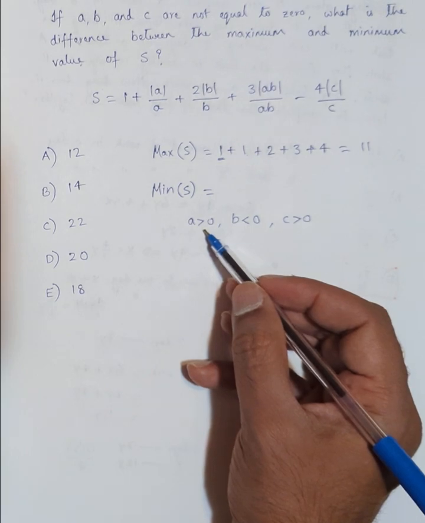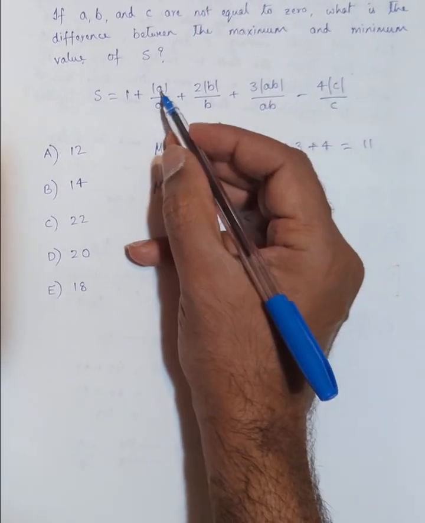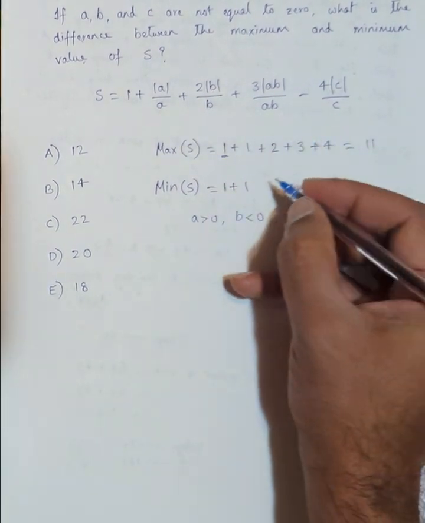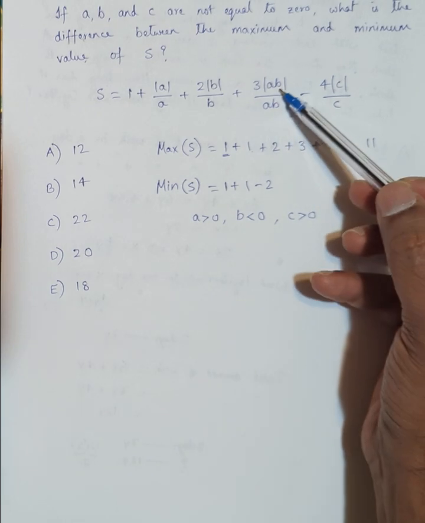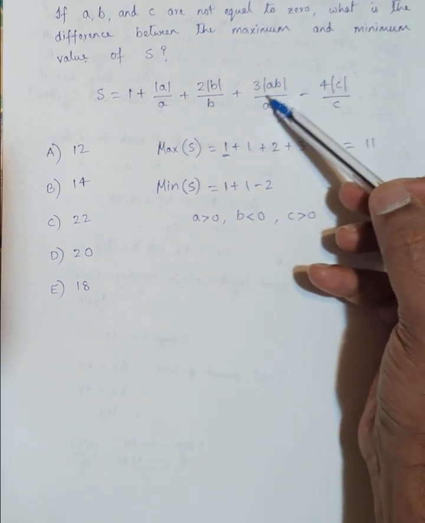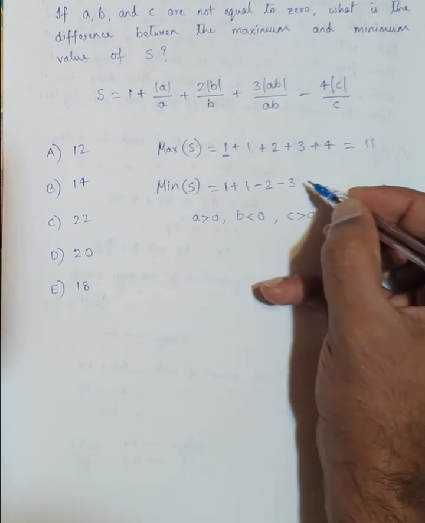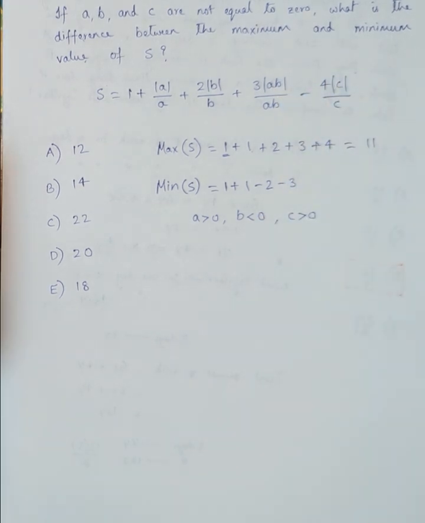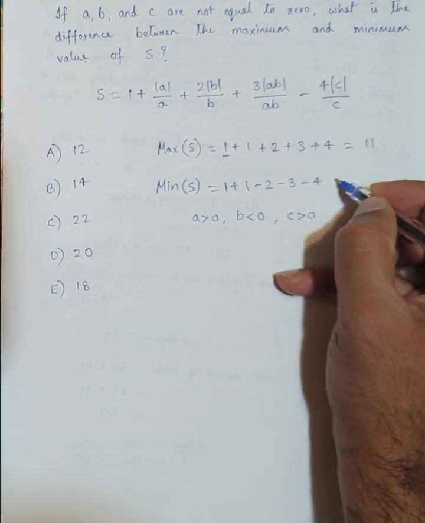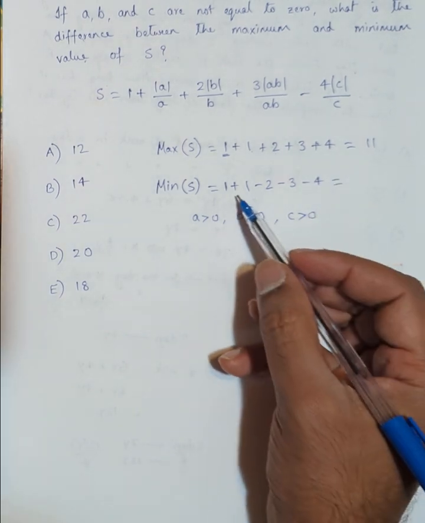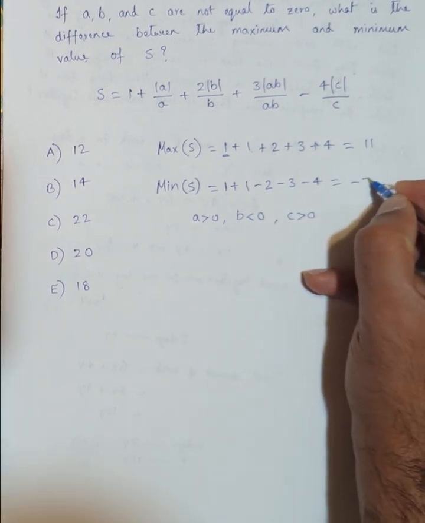So if I take A to be positive, then what I have is 1 plus 1. This is plus 1, but this is minus 2. And notice, if A is positive, B is negative, AB is negative, which means this ratio is going to become negative 1, which means the term becomes negative 3. And this is going to be negative 4. So if you look at that, then this is 1 plus 1, 2 minus 2, 0, negative 7.